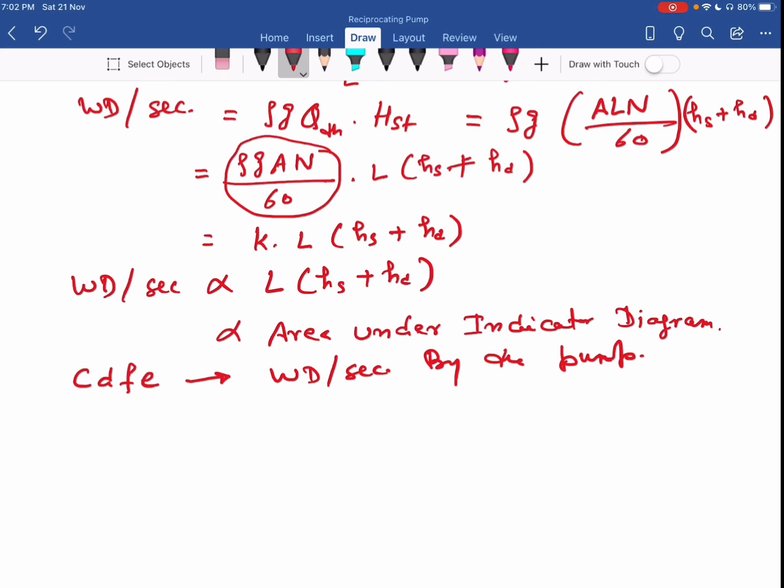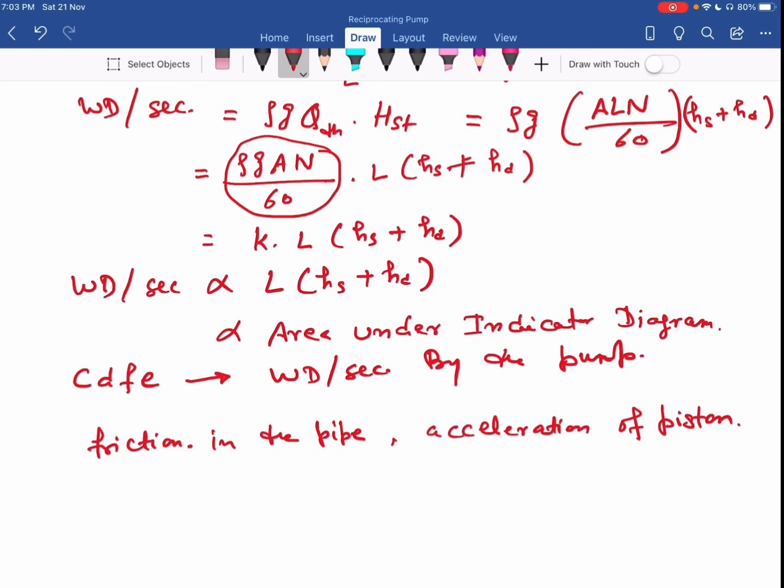Okay. Now this indicator diagram we just discussed here has not taken into consideration the effect of friction in the pipe. Okay. And also the effect of acceleration of piston. Okay. So we neglect these two effects on the indicator diagram. So that's why I call that diagram an ideal indicator diagram. Okay. So if I try to introduce these effects separately, then I have different shapes of indicator diagrams.